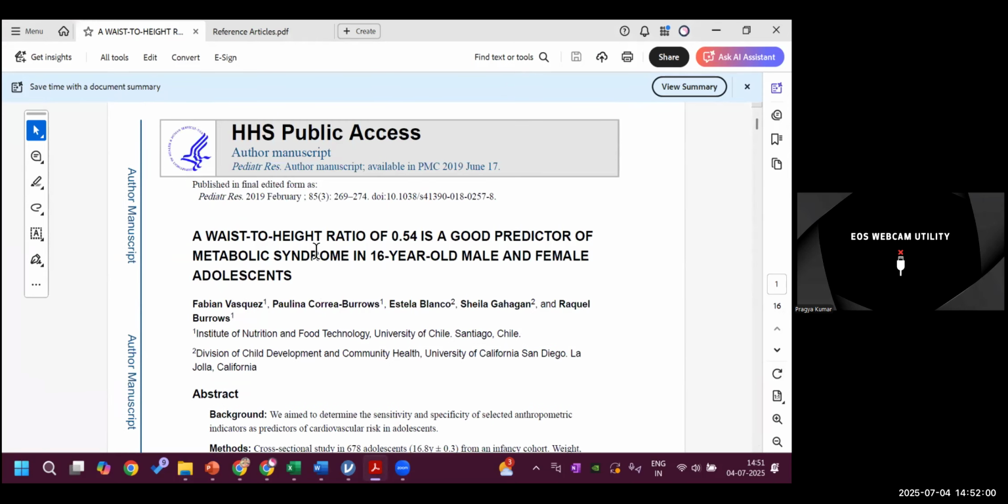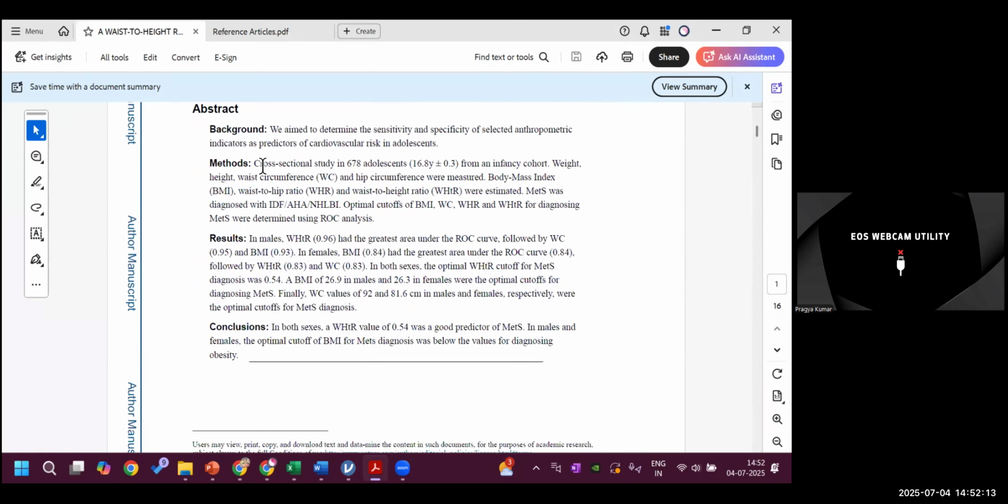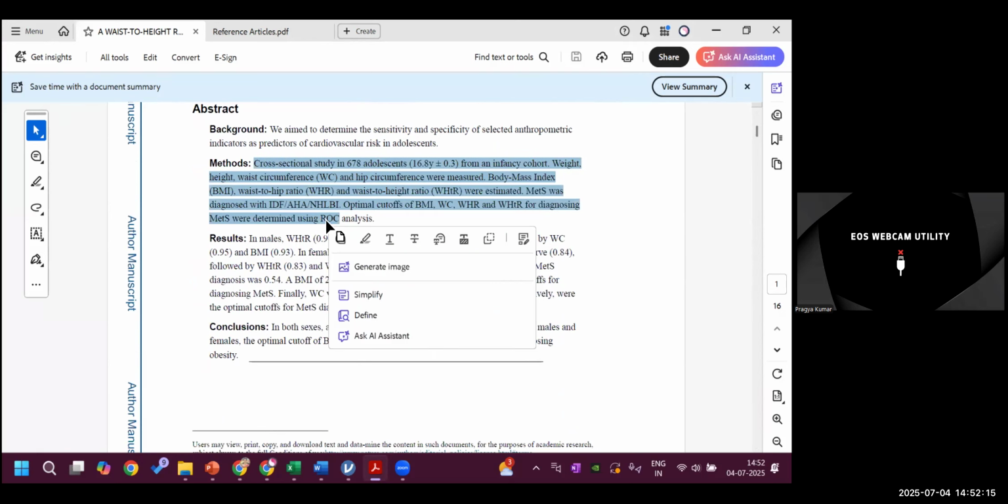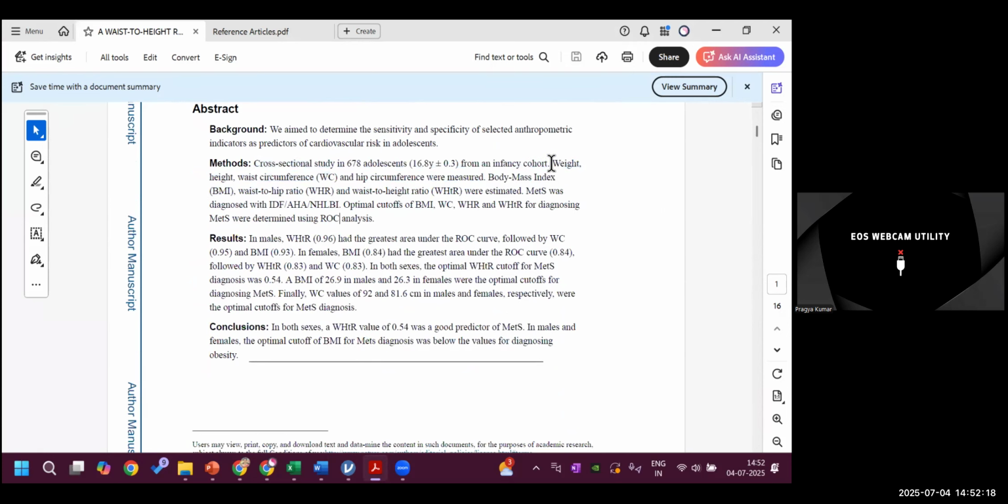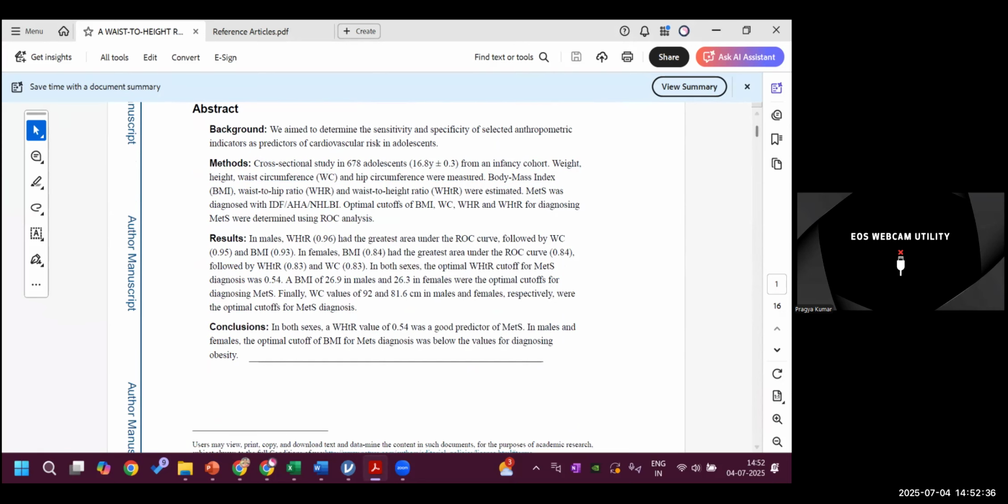A waist to height ratio of 0.54 is a good predictor of metabolic syndrome in 16-year-old male and female adolescents. So if you see the paper, they have done a cross-sectional study of 678 adolescents, and they have calculated the weight, height, waist circumference, hip circumference, BMI, waist hip ratio, and waist height ratio. And they have also estimated the metabolic syndrome. For metabolic syndrome, they have used this guideline, and then they have given the various cutoffs.